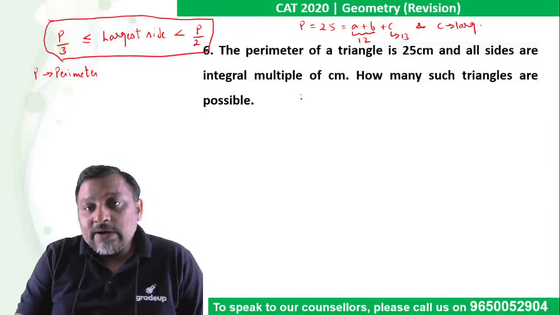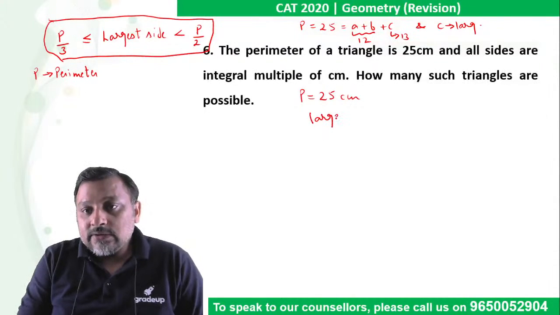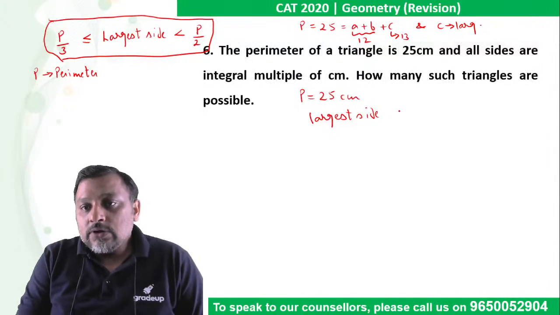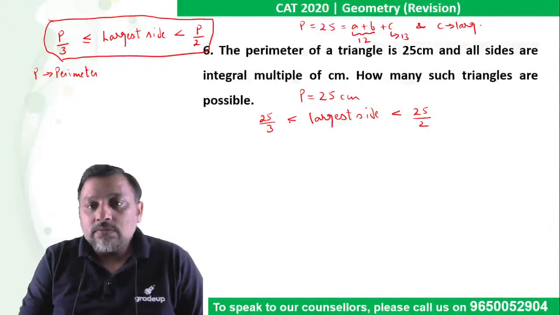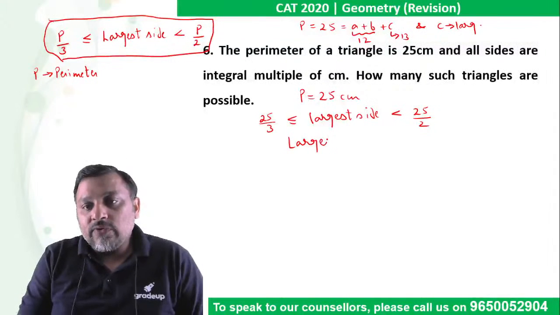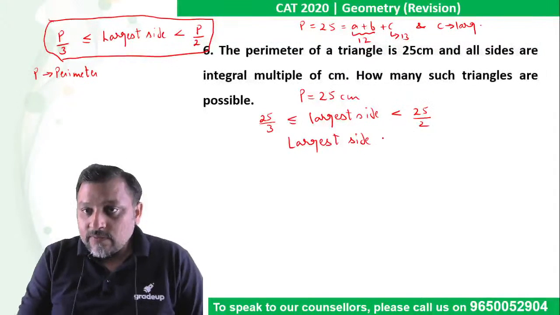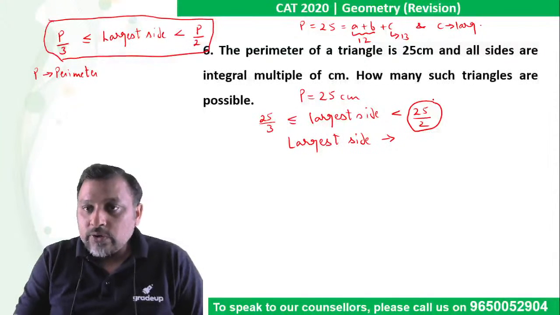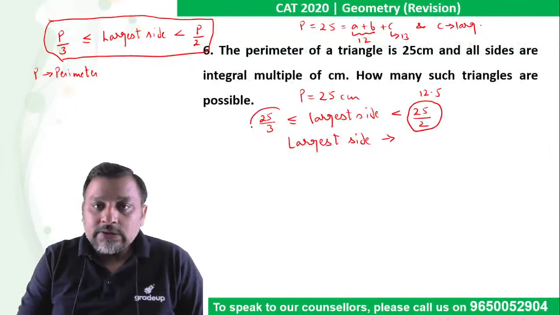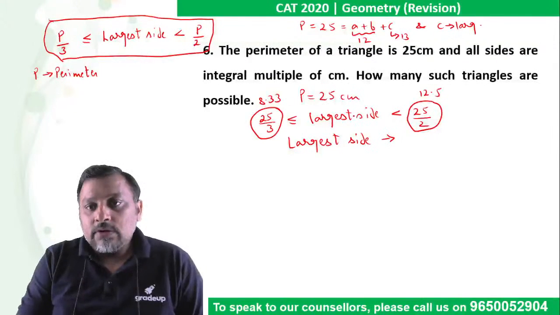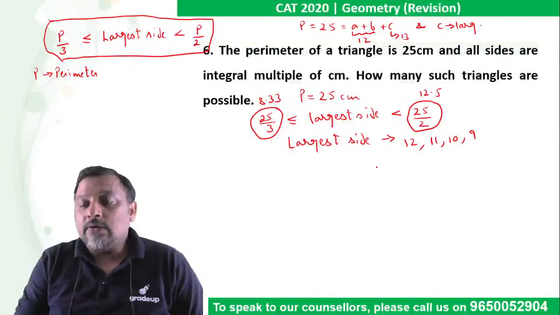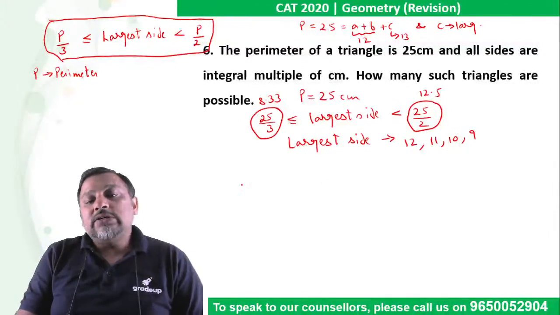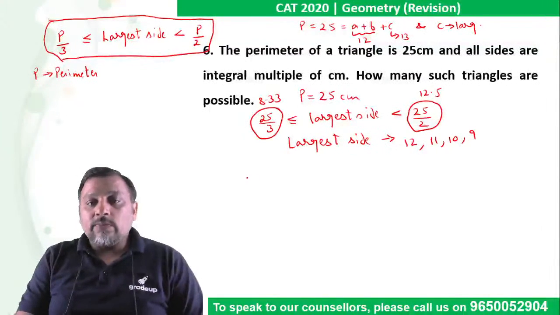So if the perimeter is given to be 25 centimeter, can we say the largest side should lie between these two values? So the possible value of the largest side, if it is an integer, this we know is 12.5 and this is 8.33. So possible values of the largest side are 12, 11, 10, 9. 4 values. Okay, now you just need to simply count the number of triangles.